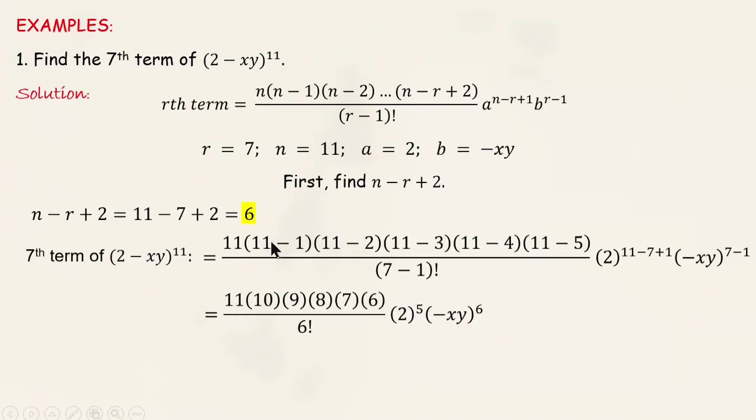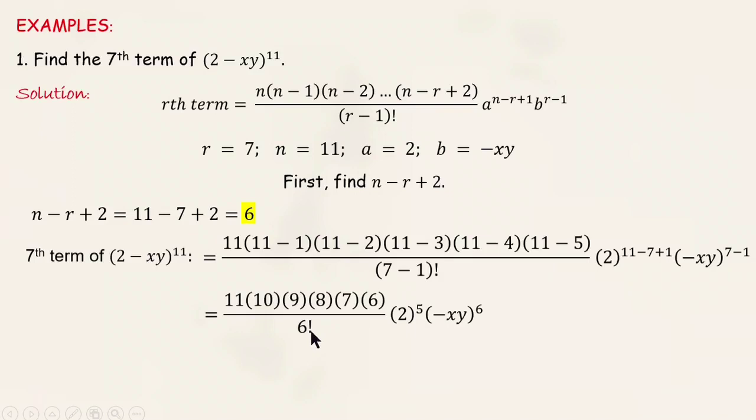Copy 11. 11 minus 1 is 10, 11 minus 2 is 9, 11 minus 3 is 8, 11 minus 4 is 7, and 11 minus 5 is 6, over 7 minus 1 factorial, which is equal to 6 factorial, times 2 raised to 11 minus 7 plus 1, which is equal to 5. So we have 2 raised to 5 times negative xy raised to 6. 7 minus 1 is 6. 11 times 10 times 9 times 8 times 7 times 6 is equal to 332,640 divided by 6 factorial, which is equal to 720.